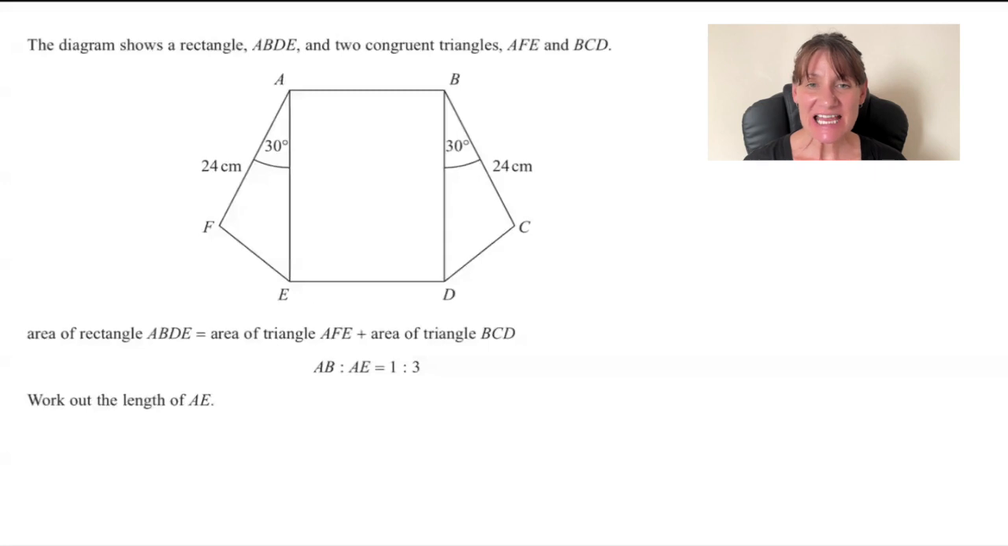Hi. Today's question came from a calculator paper. It was worth 4 marks. It's grade 7. You can see that it's got a combination of topics here. We're talking about congruent triangles. We're talking about area. We've got a ratio attached to this. So there is a lot going on. So take your time to read through all that information and think about how you're going to apply it to the problem. Hit pause, have a good go, and press play when you are ready to see the solution.